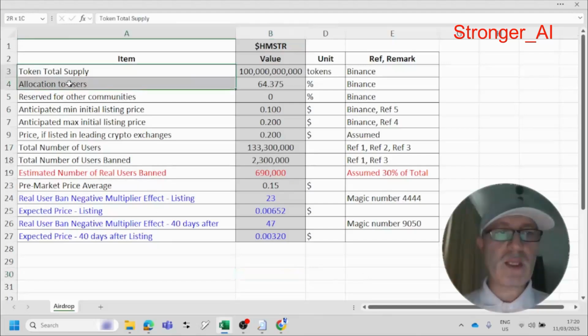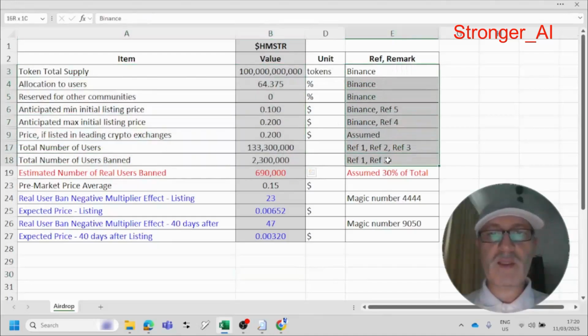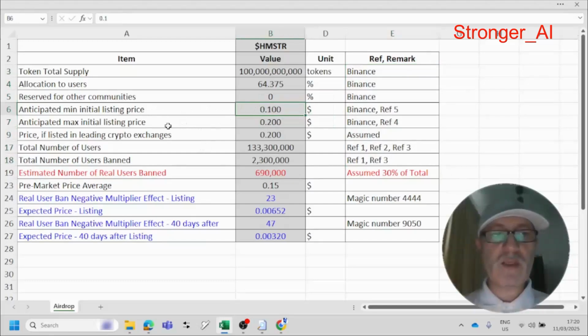So here I have gathered some data from the social media. You can check all this data from the references I have listed here, and I provide the link in the description. So for example, the anticipated mean initial listing price for Hamster Combat according to Binance was $0.1 and anticipated max initial listing price was $0.2. So using these two numbers, the pre-market price average will be $0.15.